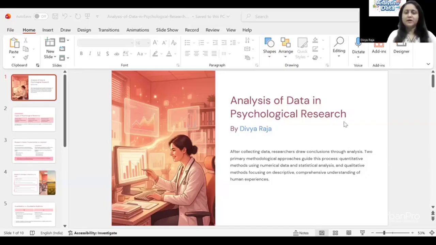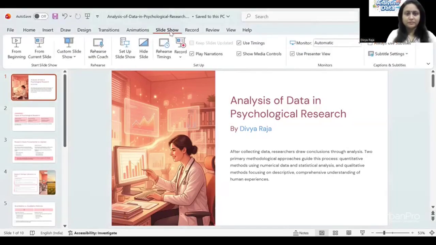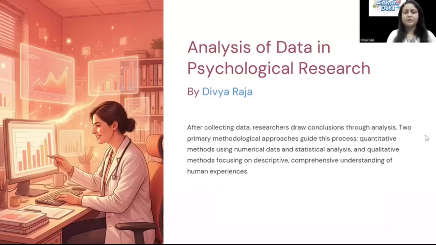So analysis of data in psychological research is mainly done using qualitative and quantitative methods. After collecting the data, the process of which we have discussed, the researcher's next job is to analyze the data. So the two primary methodological approaches are quantitative methods. In quantitative methods, I'll be telling you more.